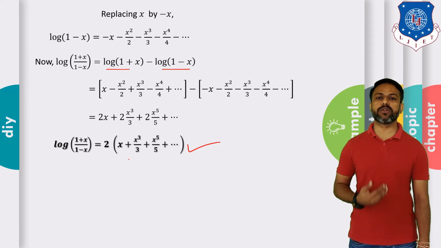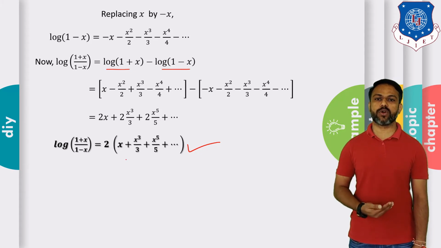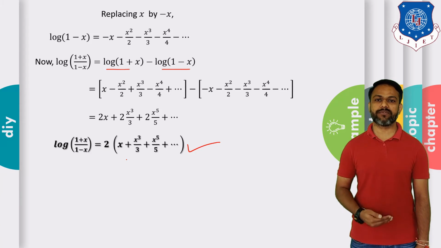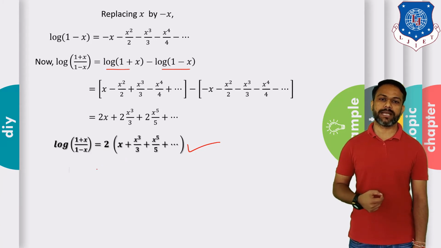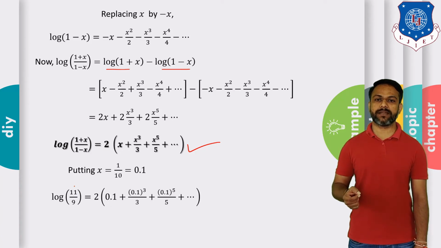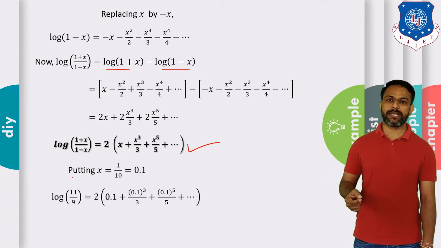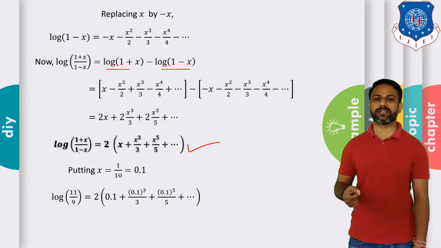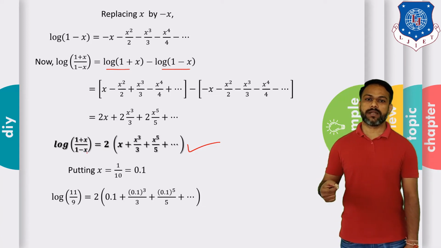Now we want to obtain the value of log of 11 by 9. For that we will put x is equal to 1 by 10. So on the left side we have 1 plus 1 by 10 becomes 11 by 10, and in the denominator 1 minus 1 by 10 becomes 9 by 10.